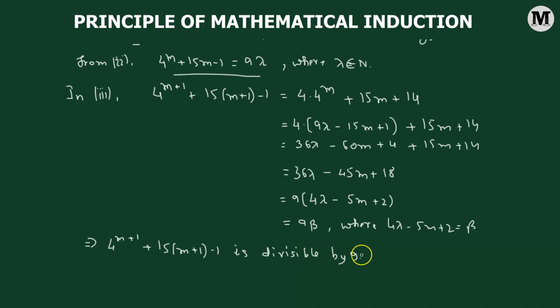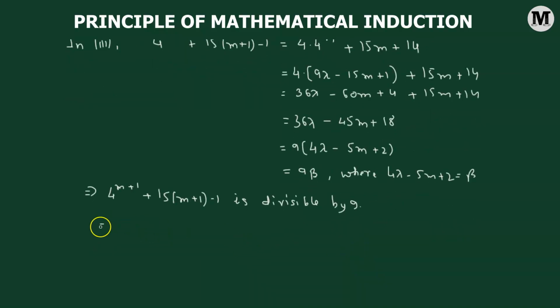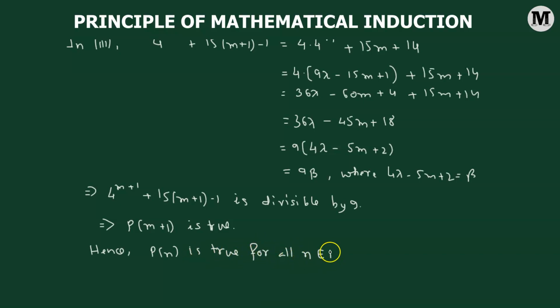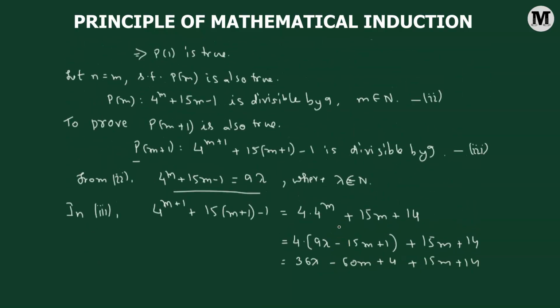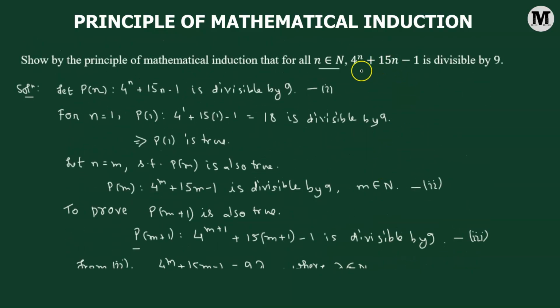When we say that the expression is divisible by 9, all we have done is verify the statement P of m plus 1. So P of m plus 1 is a true statement. If this is a true statement, then we can generalize and say that P of n, the original statement, is going to be true as well, for all values of n belonging to the set of natural numbers. That means by using the principle of mathematical induction, we were able to show that for any natural number that we choose, the expression 4 raised to the power of n plus 15n minus 1 is always divisible by 9, hence proved.